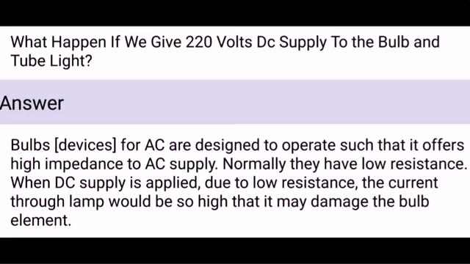What happens if we give 220 volts DC supply to the bulb and tube light? Bulbs for AC are designed to operate such that they offer high impedance to AC supply. Normally they have low resistance. When DC supply is applied, due to low resistance, the current through the lamp would be so high that it may damage the bulb element.